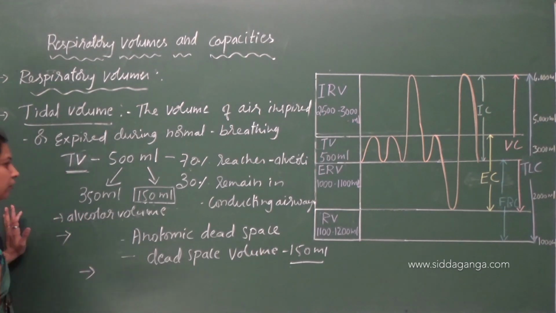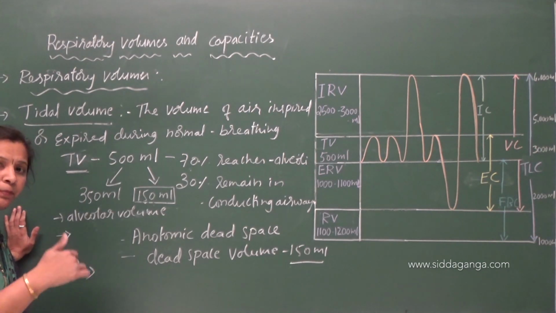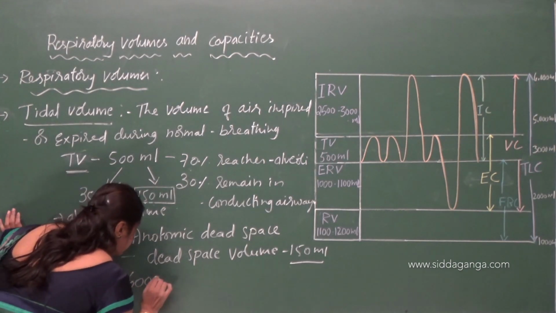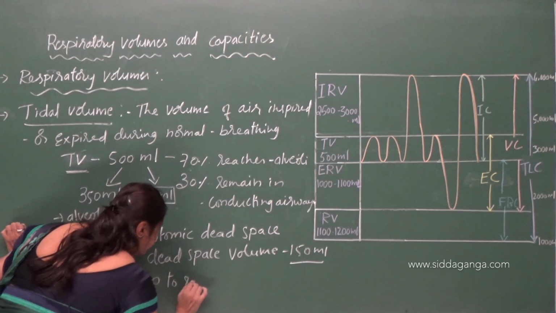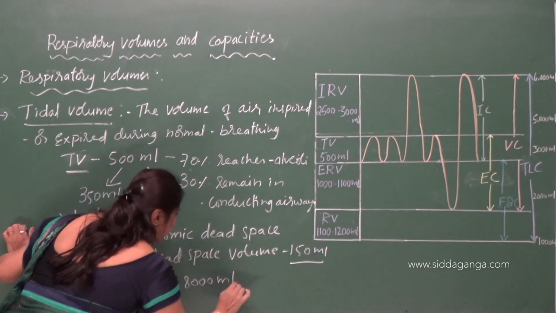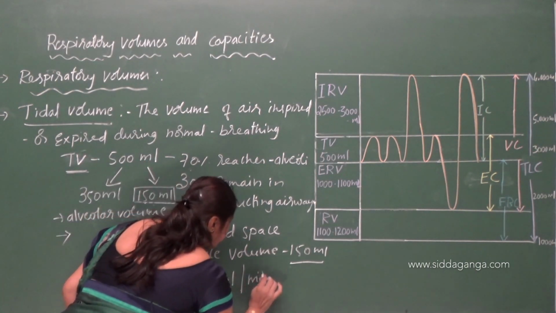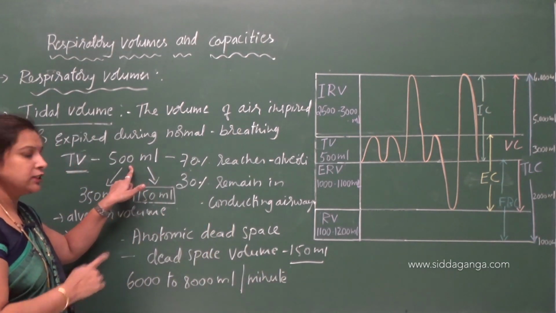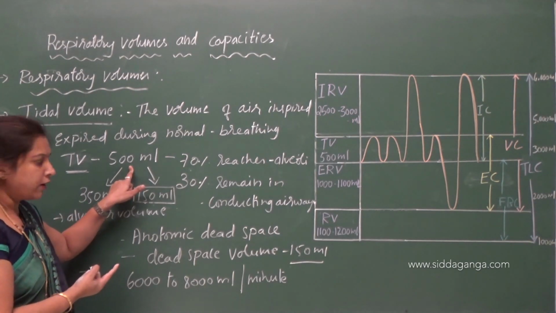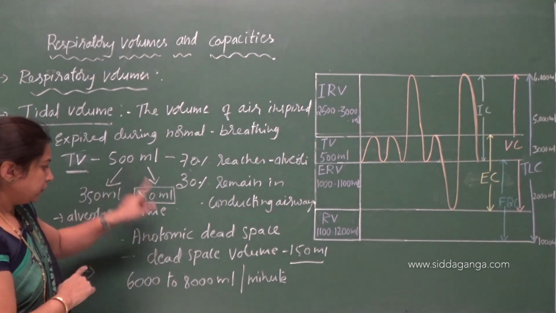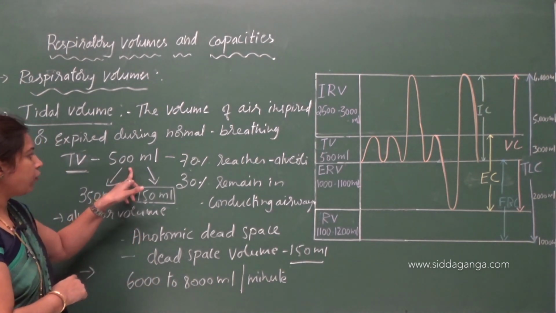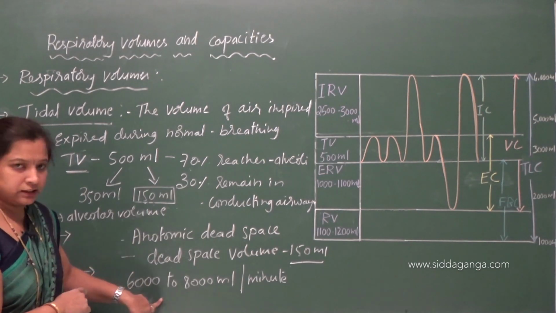during normal breathing, a healthy human can inspire or expire approximately 6,000 to 8,000 ml of air per minute. So in a single breath, the volume of air inspired or expired is 500 ml. And it is per minute. Per minute the number of breaths are 12 to 16 times, no? So tidal volume into number of breaths will give this value.